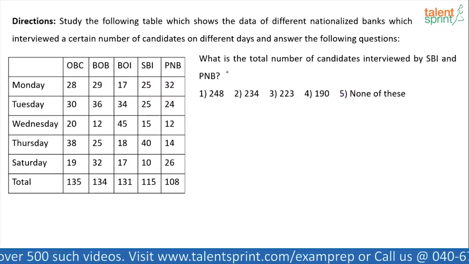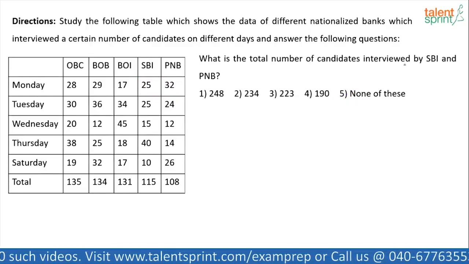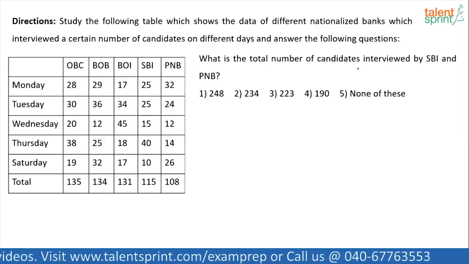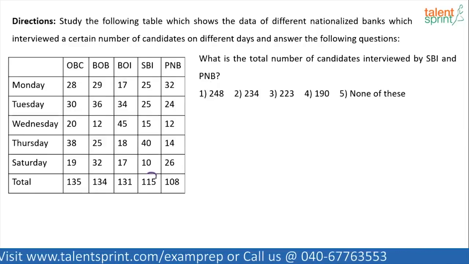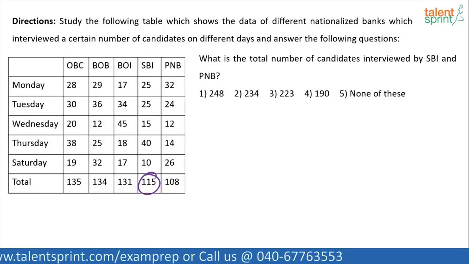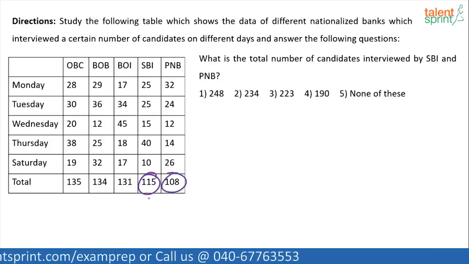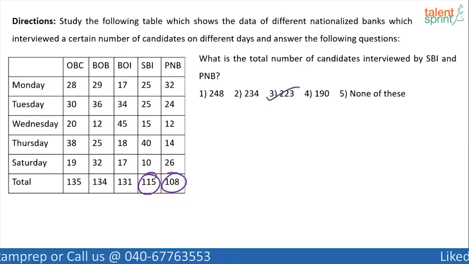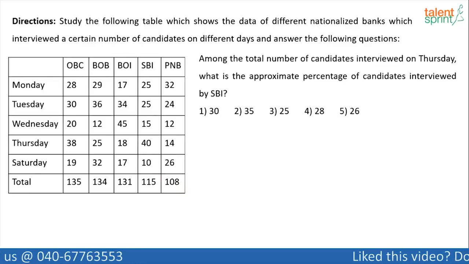Next question. What is the total number of candidates interviewed by SBI and PNB? See, total of SBI is 115. Total of PNB is 108. The total of these two will be 223. 223, option 3 will be the answer. Right? And the last one for this data.